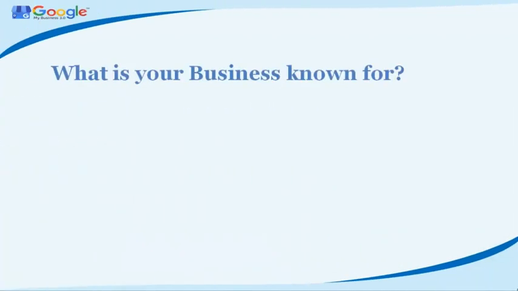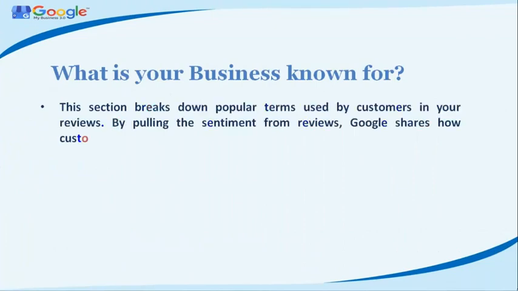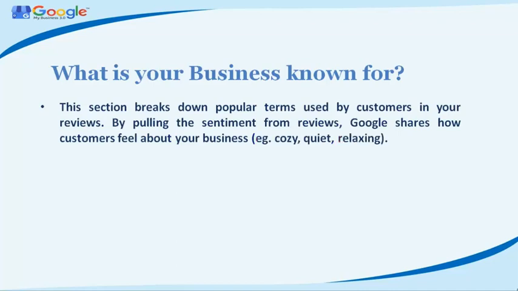What is your business known for? This section breaks down popular terms used by customers in your reviews. By pulling the sentiment from reviews, Google shares how customers feel about your business. Example: cozy, quiet, relaxing.